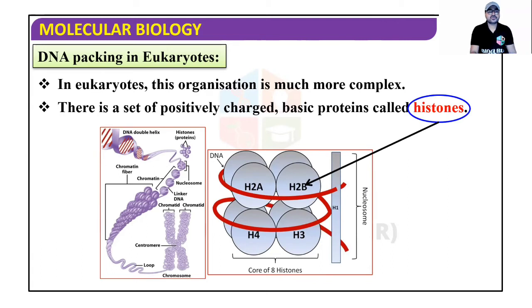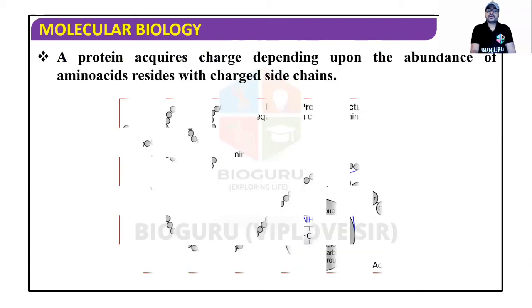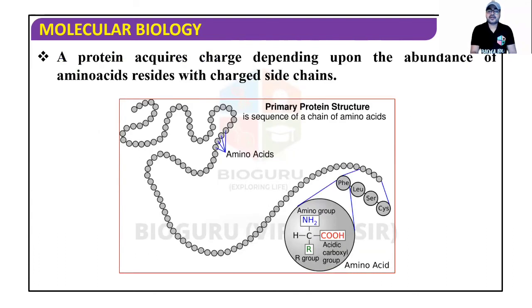Histone proteins. Histone proteins are octamer proteins because they have 8 subunits. A protein acquires charge depending upon the abundance of amino acid residues with charged side chains. देखिए, अब किसी भी प्रोटीन पर जो चार्ज है वो किसकी वजह से है? उसमें प्रेजेंट अमाइनो एसिड्स की वजह से. So DNA is negatively charged and histone proteins are positively charged, so they can be bound.